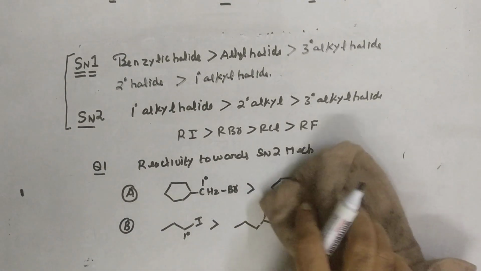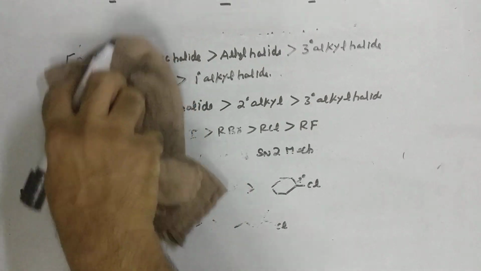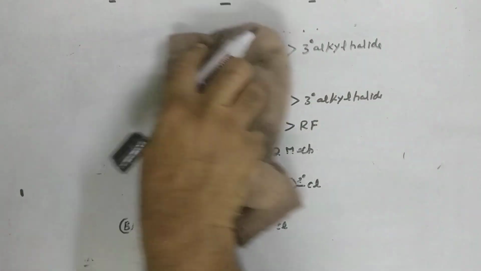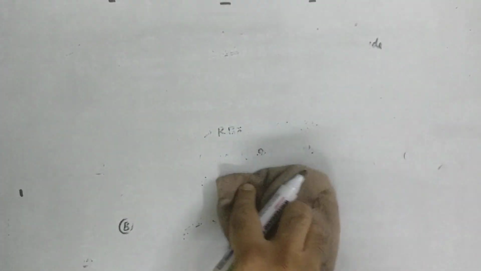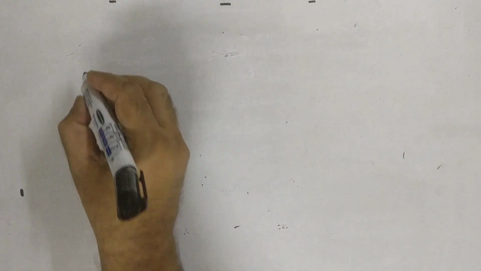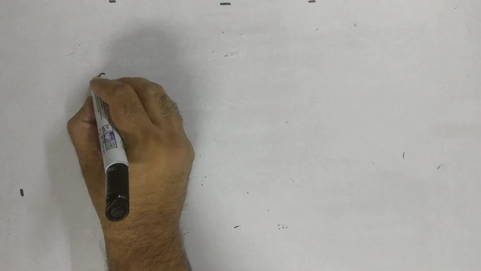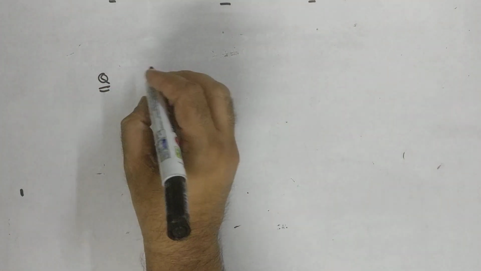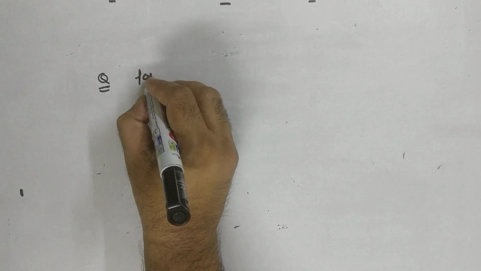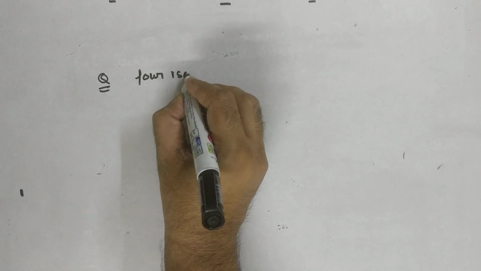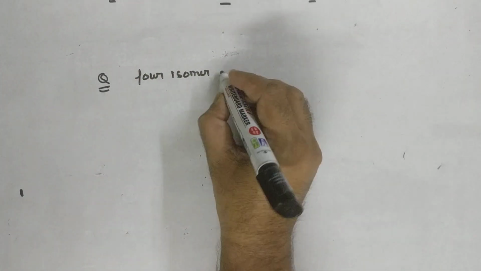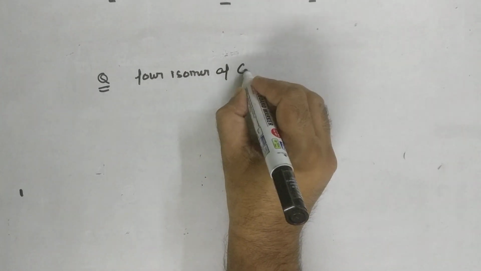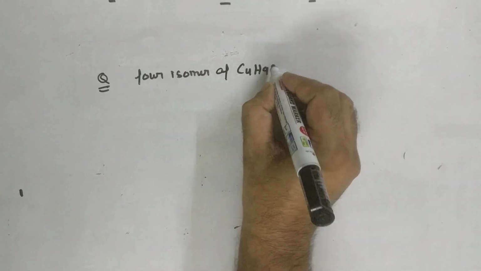Now let us discuss another in-text question. This is quite an interesting one. The question goes like this. Today we are going to discuss a lot of questions and it is advisable that you should do all these questions along with me, then it is going to make more sense. Question says: draw the 4 isomers, your pet question, of the compound with the formula C4H9Br.